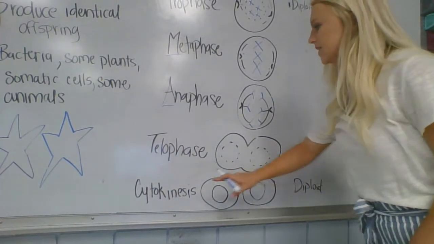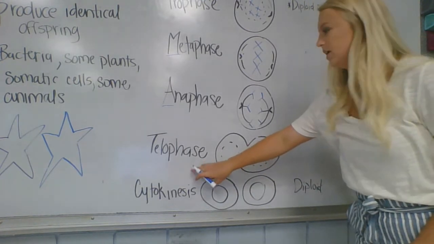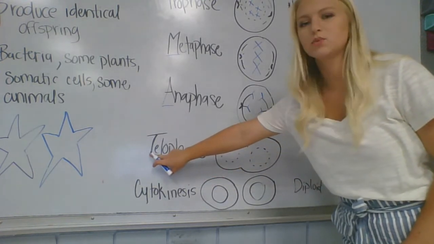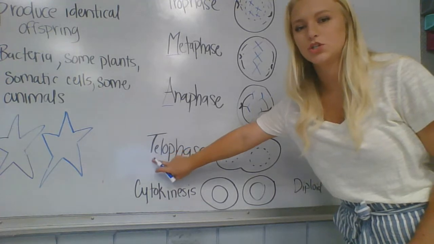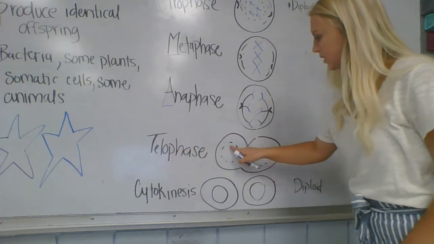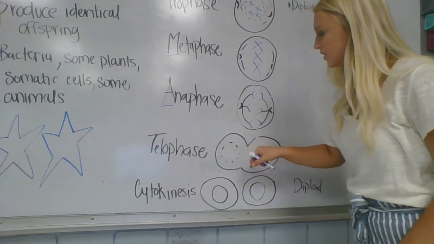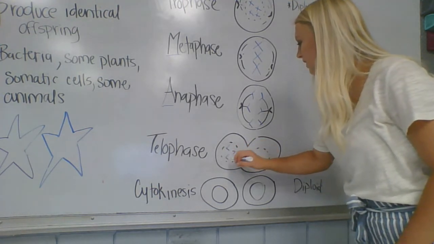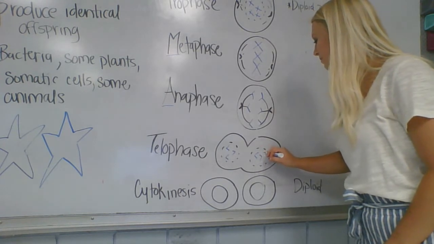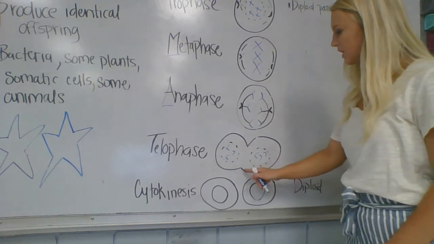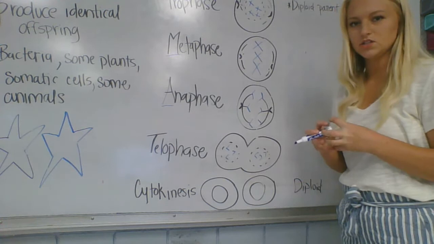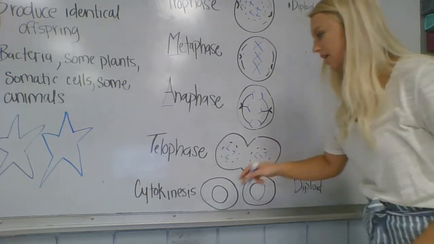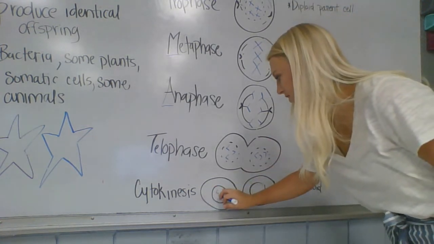Here we're going to start telophase. In telophase, this is the last phase, we're going to end up with two cells. Your nuclear membrane is starting to come back. You've got your chromatids that have separated. And then all that has to happen is those cells split apart, and that process is called cytokinesis.